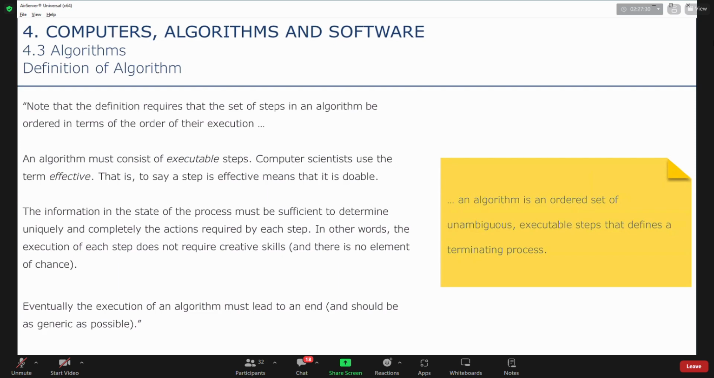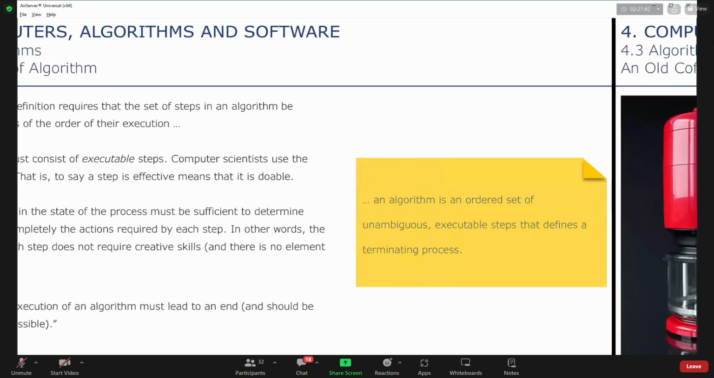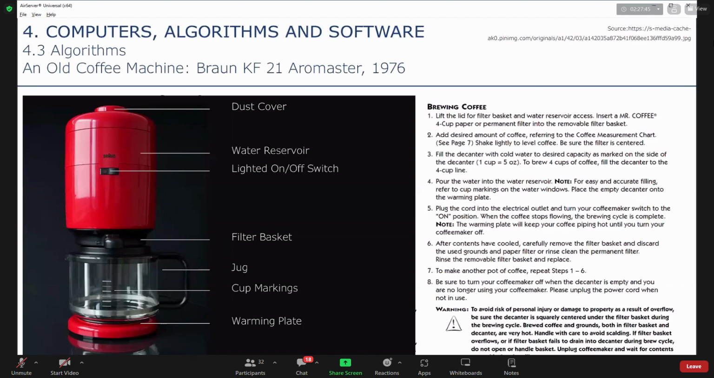And then you see there: an algorithm is an ordered set of unambiguous, executable steps that defines a terminating process. Now let's look into a simple algorithm, an old coffee machine. And of course, if I'm asking you how to operate that, for sure you know that first of all, you have to place the filter before you're filling in the coffee, and you have to fill in some water before you're turning on. So you know somehow the algorithm, how you have to make a cup of coffee using these machines.